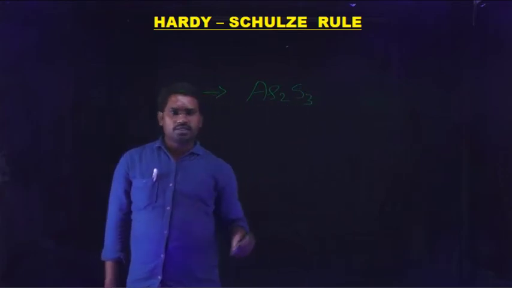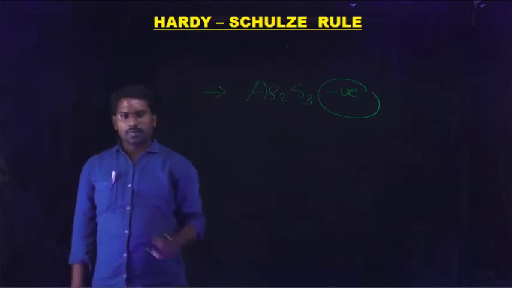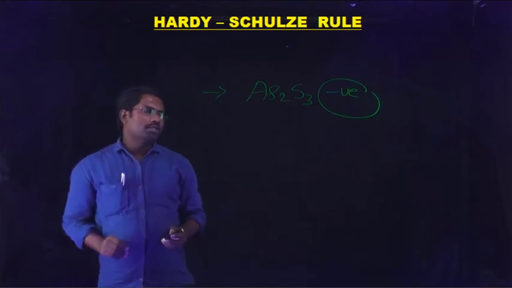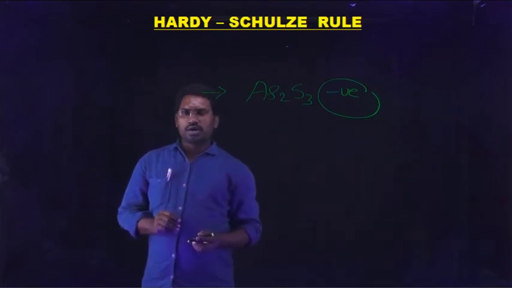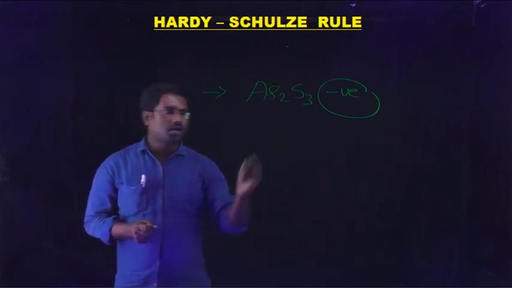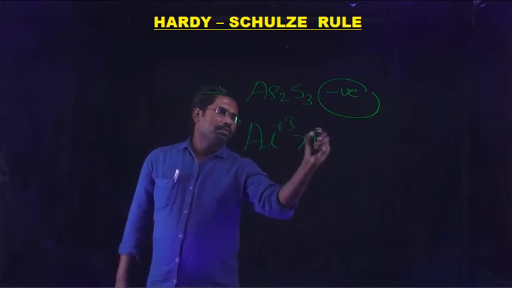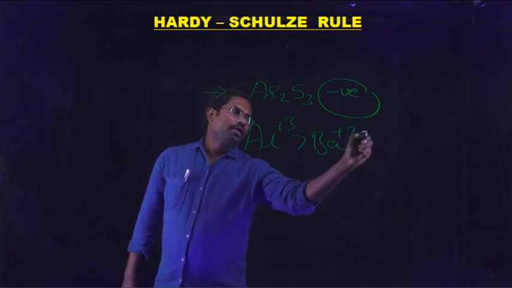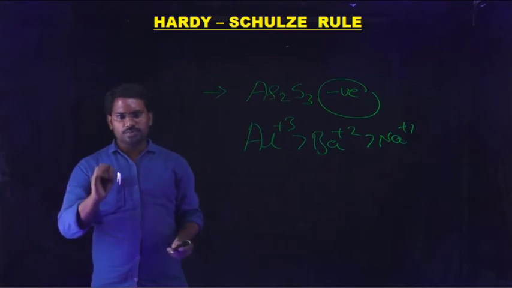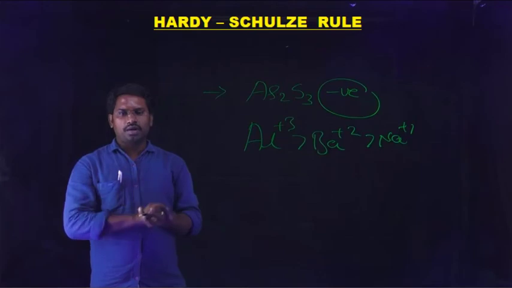Arsenous sulfide is a negatively charged colloidal solution. For the coagulation process of the arsenous sulfide colloidal solution, we are adding positively charged species of electrolytes in the order of Al+3 greater than Ba+2 greater than Na+1. So these are the positively charged species of electrolyte which are added to the negatively charged colloidal solution.